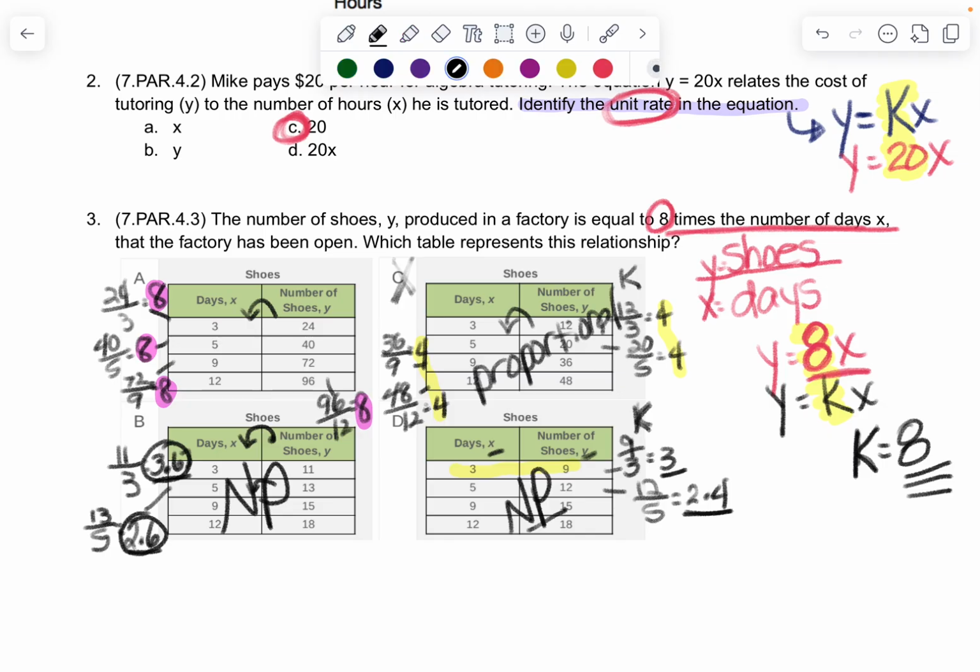We're looking for the shoes to be 8 times more than the days. And 3 times 8 is 24. The shoes is 8 times more than the days. And so A here is our answer.